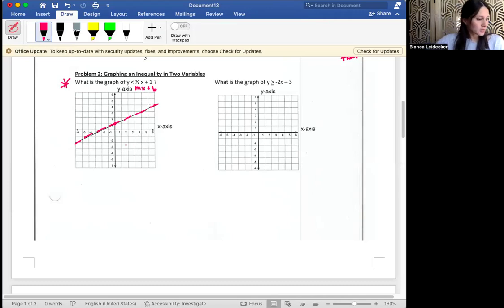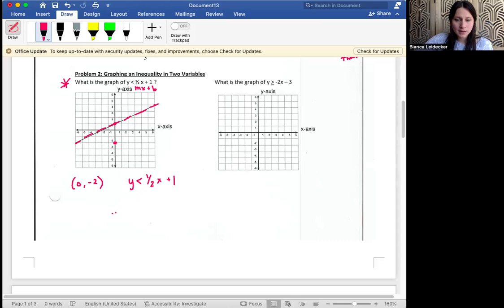Then what you're going to do is pick a test point. You're going to pick a point either above or below this line, and you're going to see if it is a solution for your inequality. So let's pick, like, (0, -2). So the point I'm going to pick is (0, -2). That means I'm going to put that into my inequality, y is less than 1/2 x plus 1.